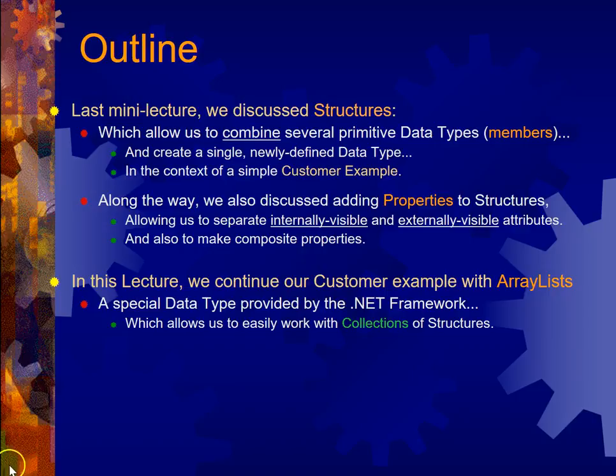So here on the slide it says, along the way we also discussed adding properties to structures, allowing us to separate internally visible and externally visible attributes. So you make everything private, and then you can access them through these methods, and that gives more control. So it makes things less likely to be abused by the user, and also makes composite properties.